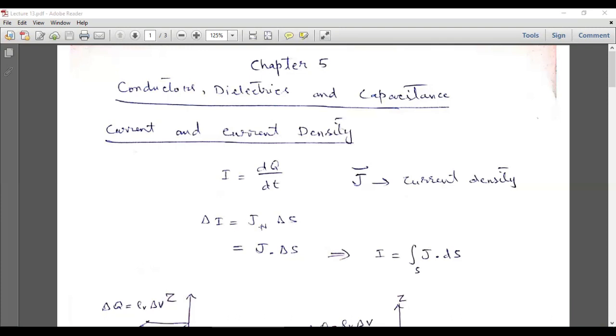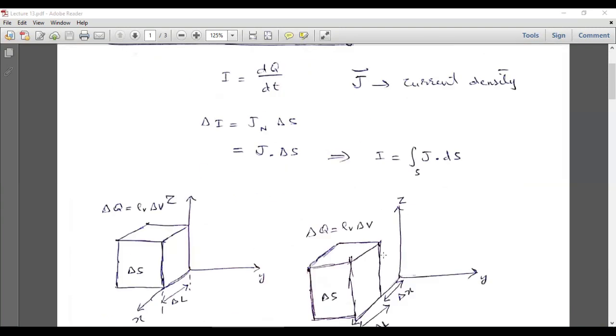So Jn means the component of current density which is perpendicular to the surface delta S. So that's why n is written over here. And we know that the unit vector of a surface is also perpendicular to the plane. So this can be written as J dot delta S. So there is a dot product, and the total current will be equal to the surface integral of J dot dS.